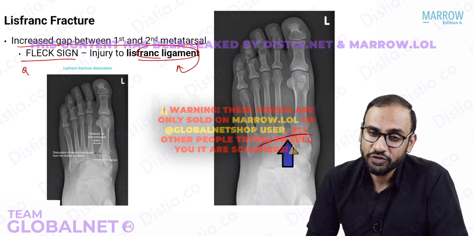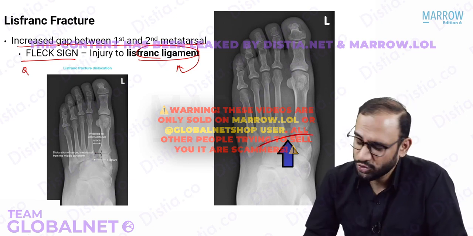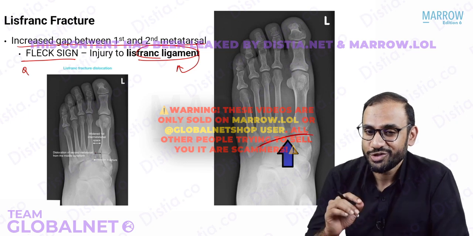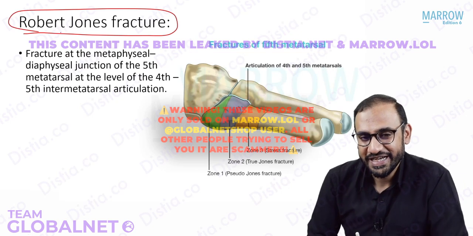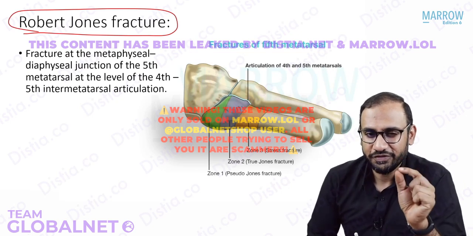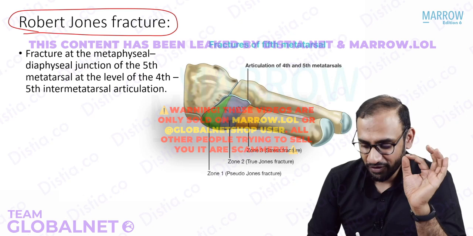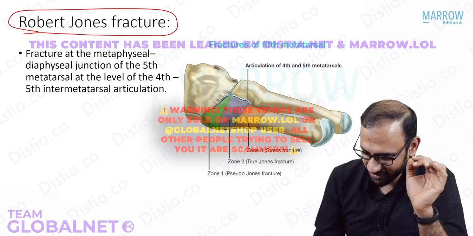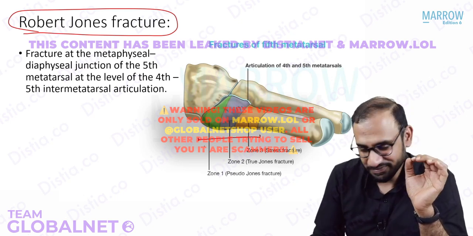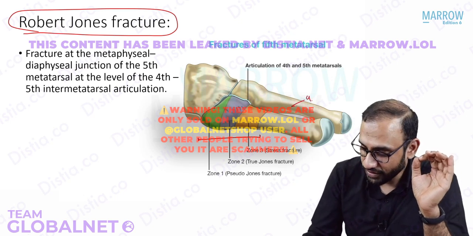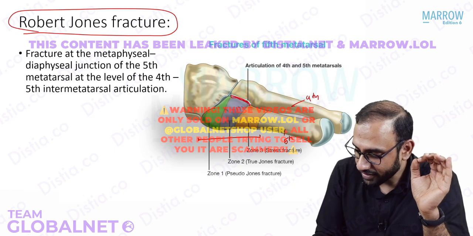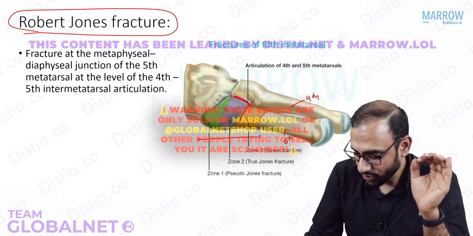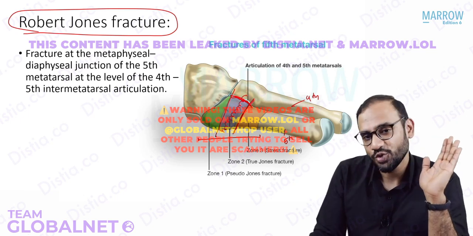Now, while we are on the topic of the metatarsals, one metatarsal fracture which you should never forget before your exam is Jones fracture or Robert Jones fracture. What is this fracture? It is the fracture of the base of the fifth metatarsal. Where exactly, friends? Because the base of the fifth metatarsal is quite large. It is between the fourth and fifth intermetatarsal articulation, this part.